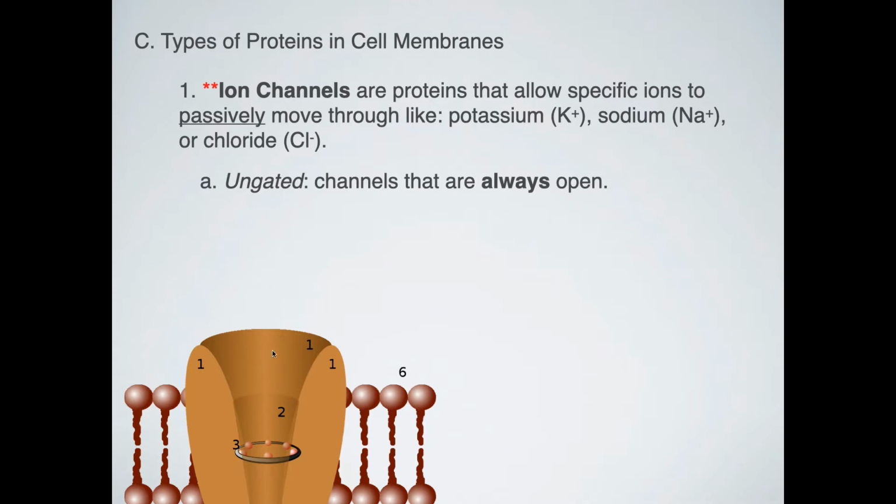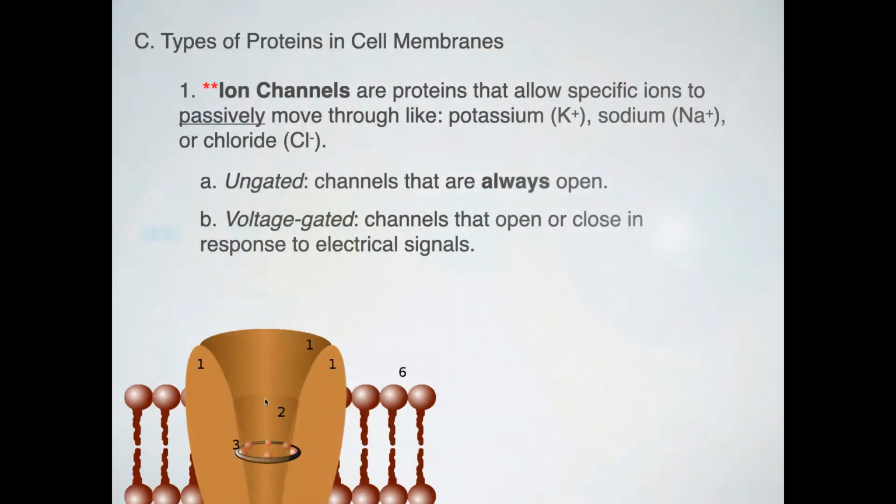So you can picture, oh, there's a star-shaped reactant, or a star-shaped ion or something, right? That's going to have a little protein ion channel. If it's ungated, it's going to have a star-shaped hole, and only star-shaped things are going to be allowed through. And so that's how an ungated ion channel works.